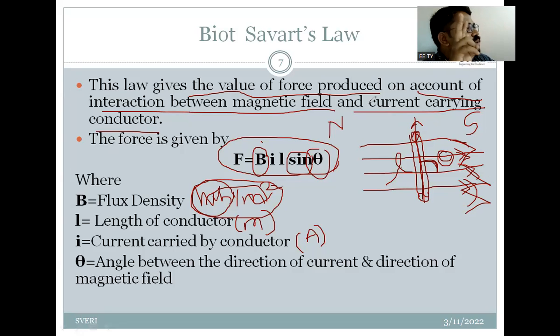These two are very important laws, or we can say principles of design, that we are using in electrical machine design. Which are those principles? First is Faraday's laws of electromagnetic induction, and second is the Biot-Savart law, which gives us the force. Whenever a current carrying conductor is placed in a magnetic field, the amount of force is given by the Biot-Savart law.